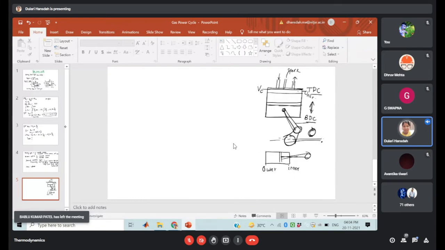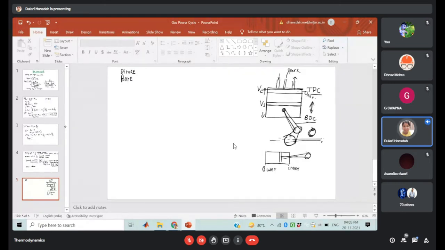The distance between the top dead center and bottom dead center is known as your stroke. The diameter of this piston is known as your bore. So these are the terminology used for the reciprocating engine. Got my point? The clearance volume is the minimum volume, and the largest volume formed by the piston is known as your swept volume.